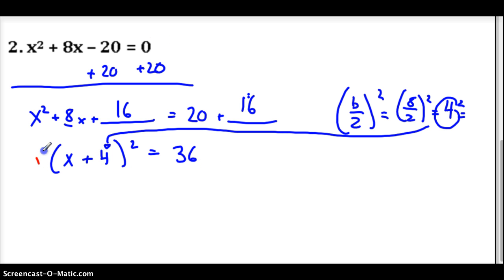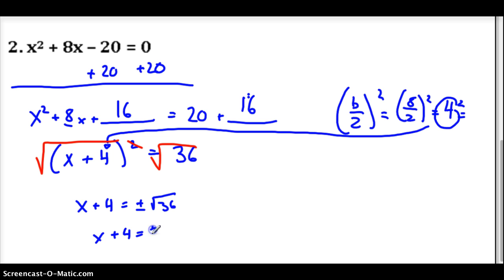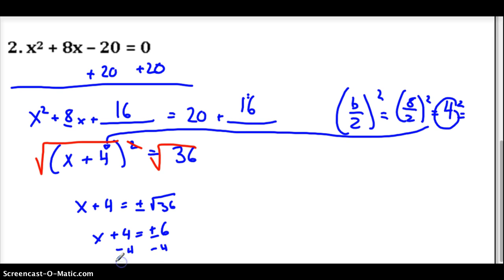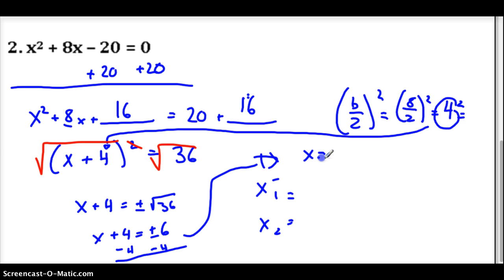From here, we take the square root of both sides, take the square root. That gets this to go away, so we just get x plus 4 equals positive or negative the square root of 36. x plus 4 equals positive or negative 6. Subtract 4 from both sides, subtract 4. And so we get our two answers are going to be x1, x2. Sorry, follow me up here before we split it. This is going to be x equals negative 4 plus or minus 6.